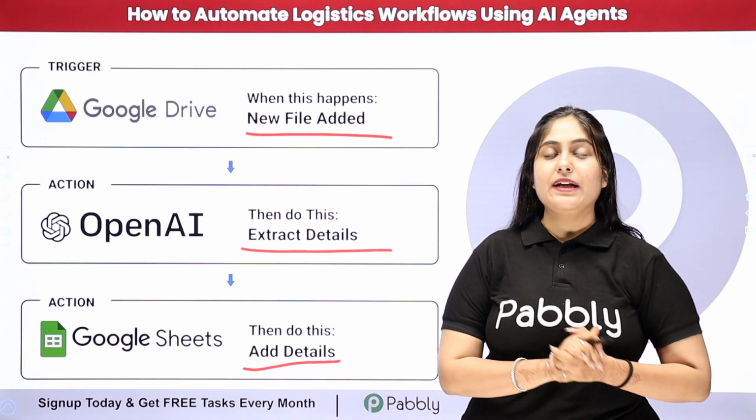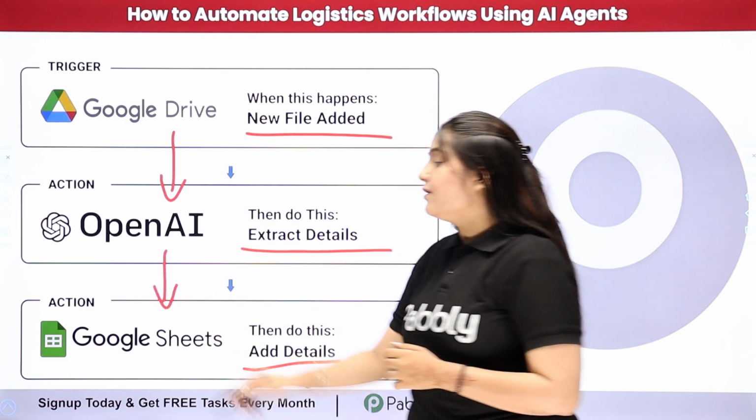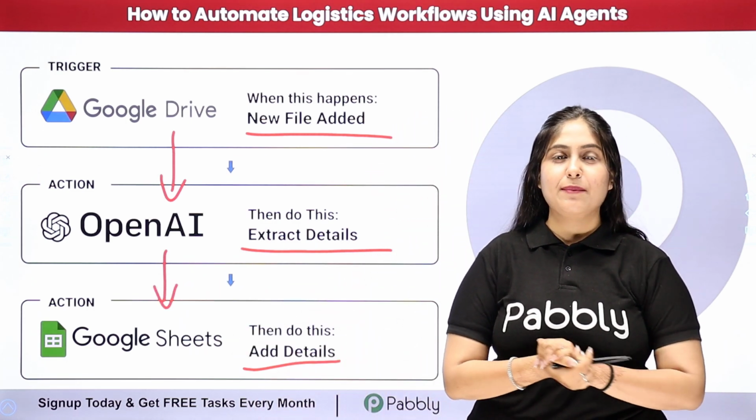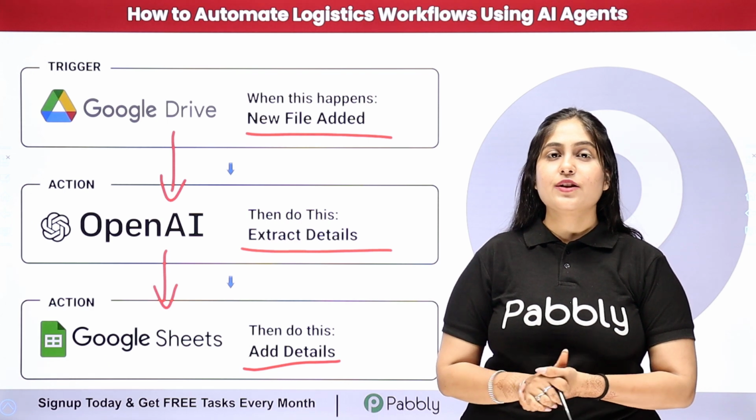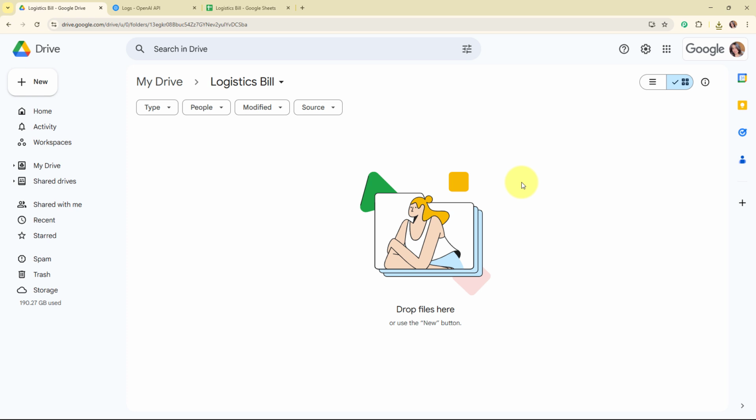So now to automate the entire process, I need to connect my Google Drive with OpenAI and Google Sheets using an automation software named Pabbly Connect. So to see the working of this automation and to learn this process step by step, let me take you to my screen. Welcome to my screen.